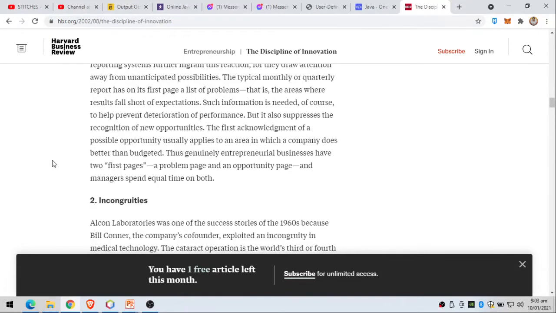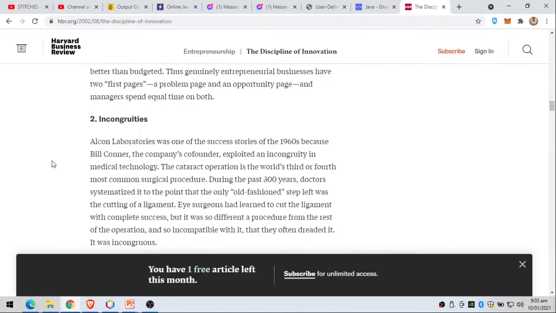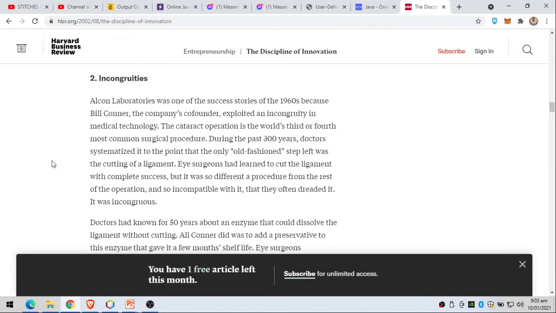So there are other examples, but let's go to the next one. Incongruities. Alcon Laboratories was one of the success stories of the 1960s because Bill Conner, the company's co-founder, exploited an incongruity in medical technology. The cataract operation is the world's third or fourth most common surgical procedure.